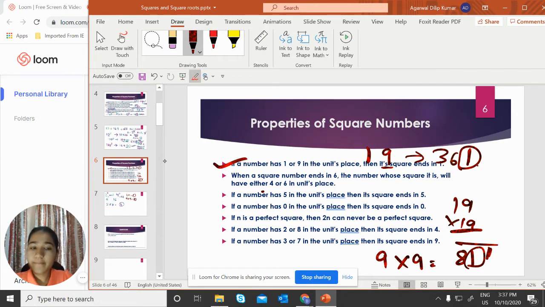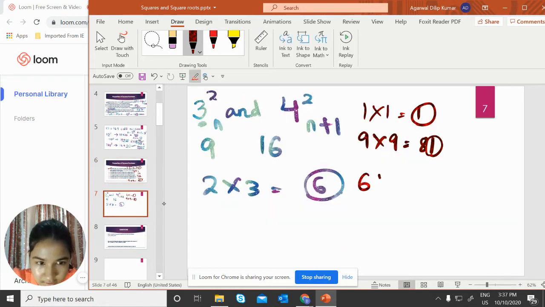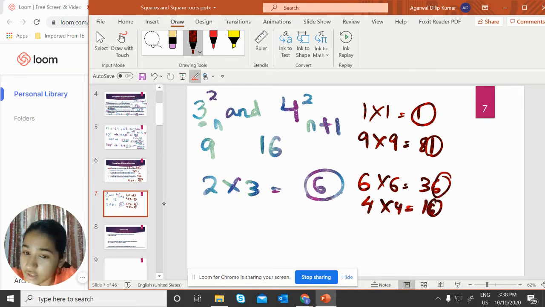When a square number ends in 6, the number whose square it is will have 4 or 6 in its units place. That means if you are going to find the 16 square, so what it says, 6 6s are 36. Am I right? 6 6s are 36. And 4 4s are how much? 16. So both are having 6 in their units place, right? In the ones place, they are having 6.